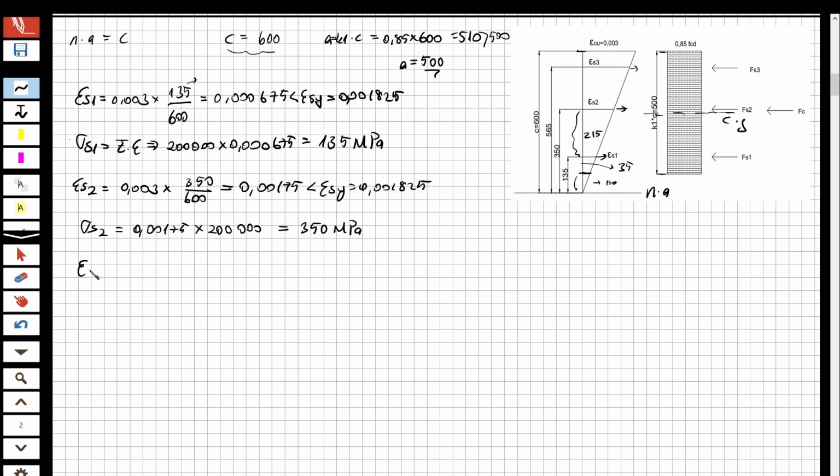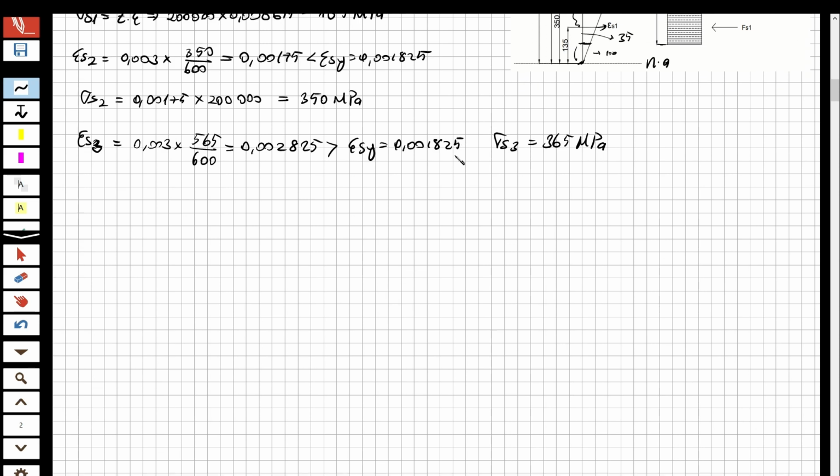So let's do it for the third steel. For the third steel, look at here, what is the distance? I'm going to take from the neutral axis to the point of steel. So it's going to be 565, right? 0.003 multiplied by 565 over 600, and this is equal to 0.002825, and this is greater than epsilon sy, 0.001825. So I'm going to use stress equal to 365 megapascal.